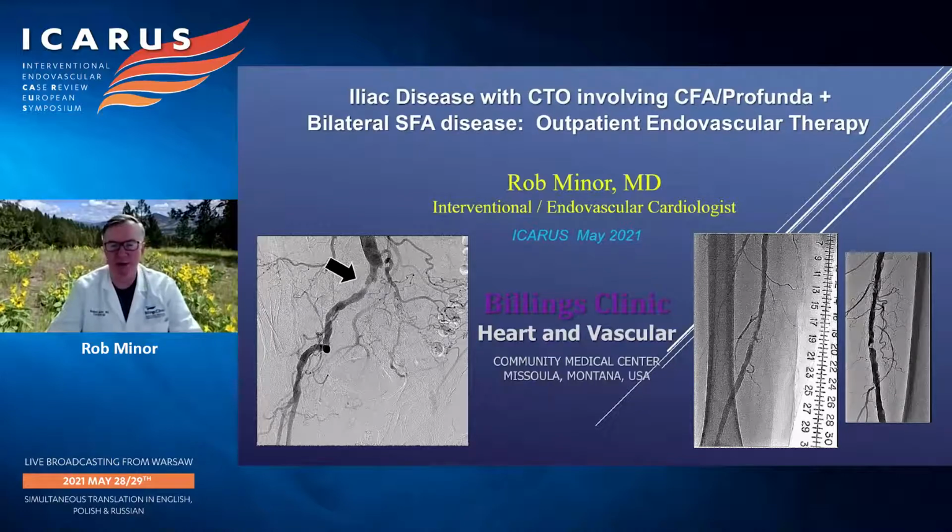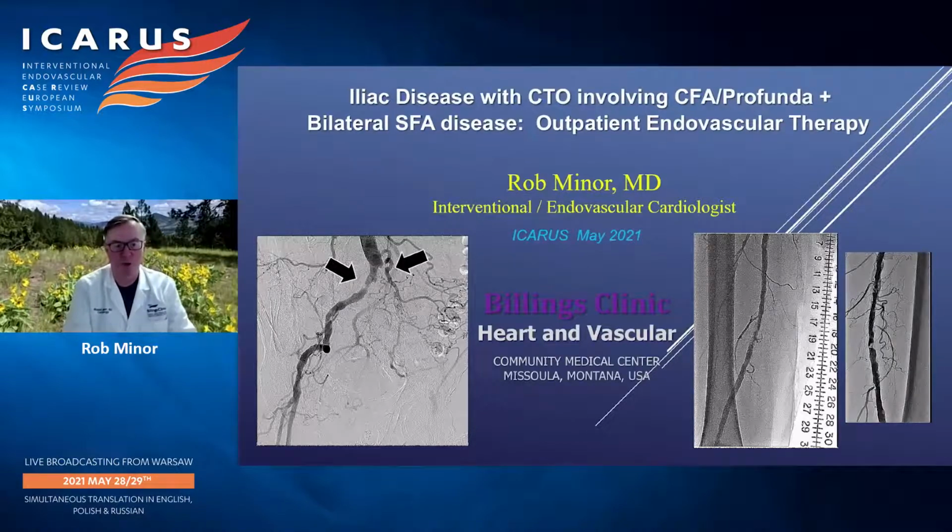An interesting case that Jan asked me to present regarding severe iliac disease with a chronic total occlusion involving the femoral artery and severe bilateral calcified SFA disease. These lesions were treated using a combination of radial access, then contralateral right femoral and retrograde left pedal access, and then antegrade femoral access.